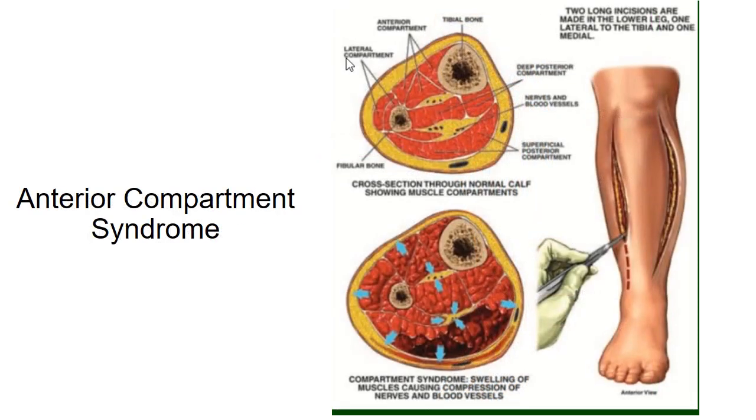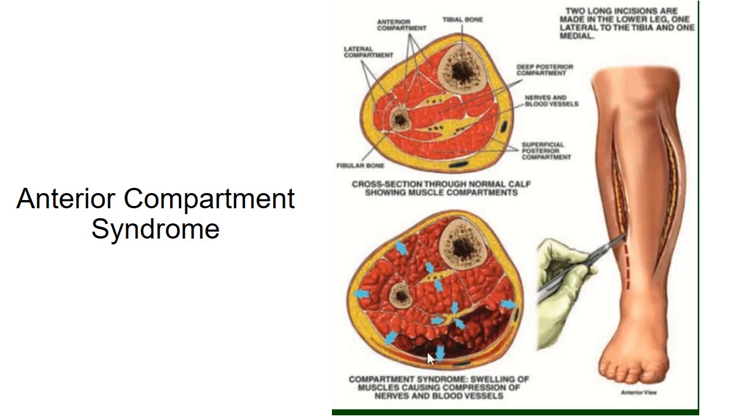Now we'll talk about anterior compartment syndrome of leg. What is a compartment syndrome? It occurs when tissue pressure within a given compartment exceeds the perfusion pressure of arterial supply, or you can say increased pressure within a compartment. It leads to compression of arteries, resulting in ischemia to the muscles and nerves of the compartment.